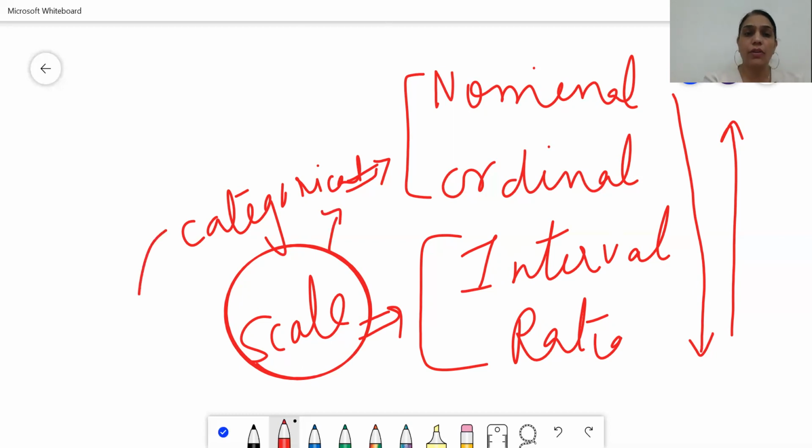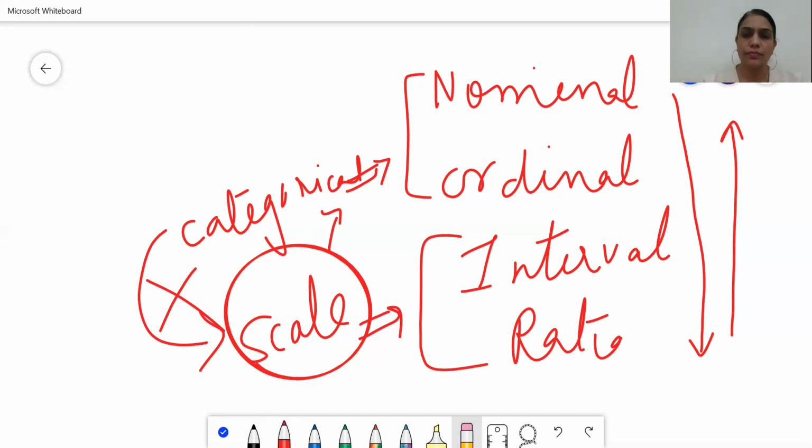But if you want to convert your categorical scale into pure ratio or interval, it is not at all possible. So scale to categories is possible. Category to scale, it is never possible. Now let us discuss this one by one.